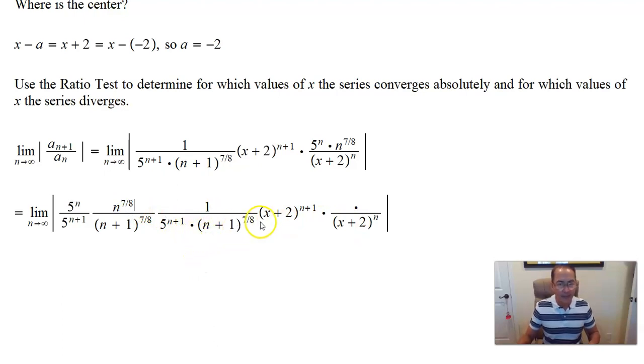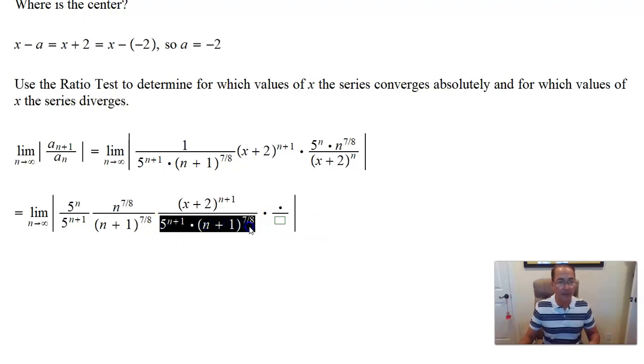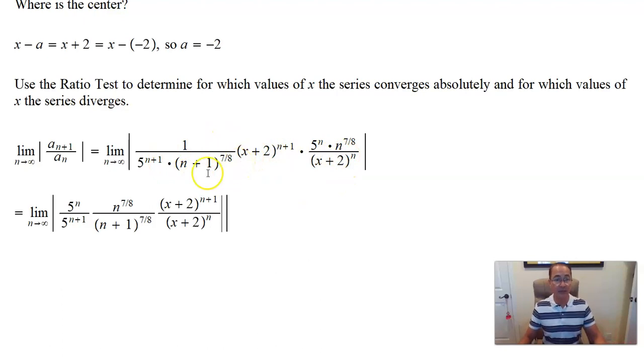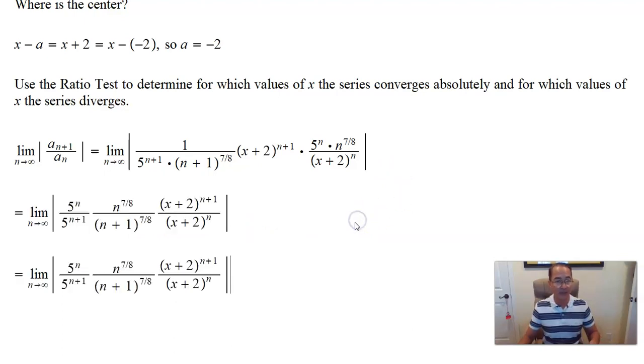Okay, and finally, we have the x plus 2 to the n plus 1, which logically goes together with x plus 2 to the power n. Okay, so I didn't do anything really. I just reorganized the factors, the 6 factors that appear in this long product slash quotient. So it's now 3 quotients multiplied together. But now I hope you can clearly see how each one of them simplifies.